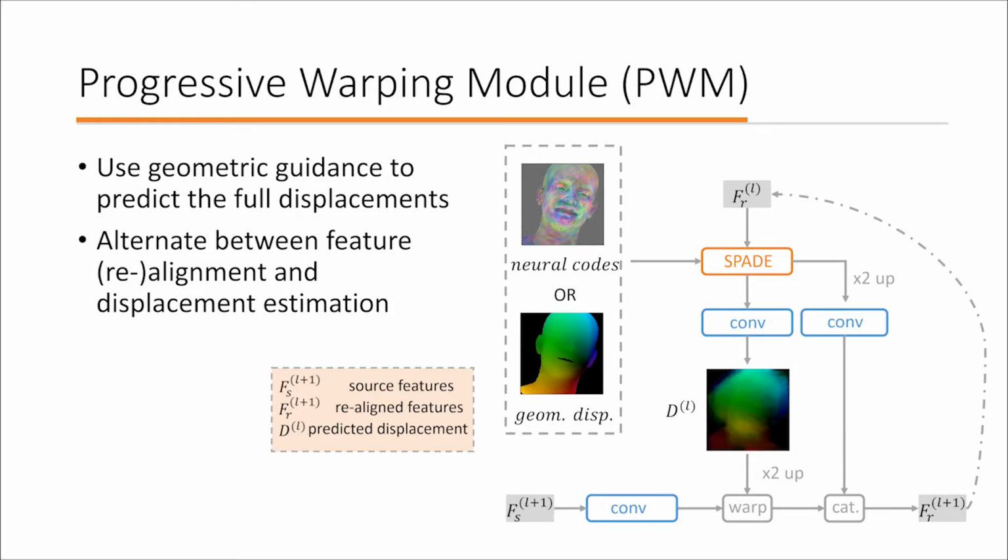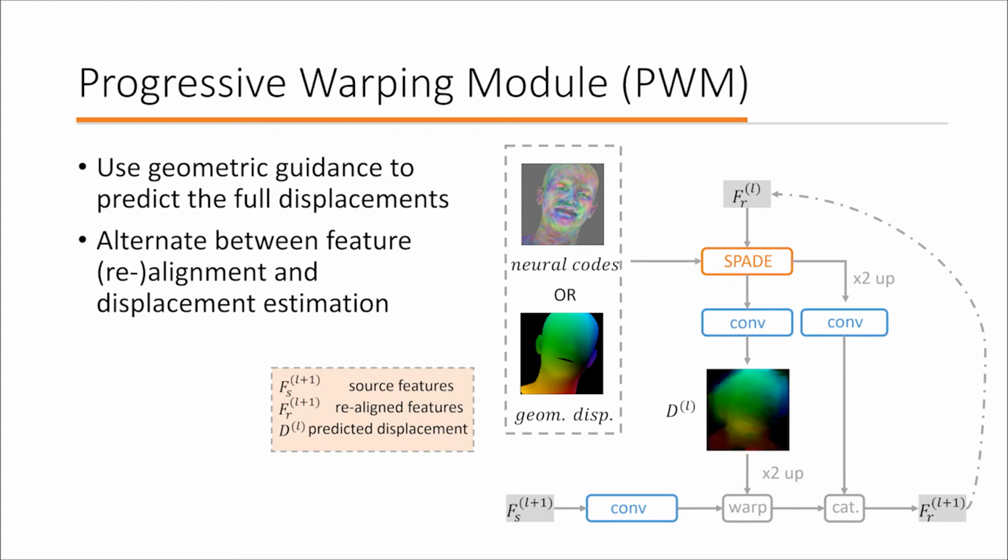It works by using the rendered geometric displacement image or posed neural code image as guidance, and it alternates between feature realignment and displacement estimation. Let's take a closer look at how PWM works with this diagram.